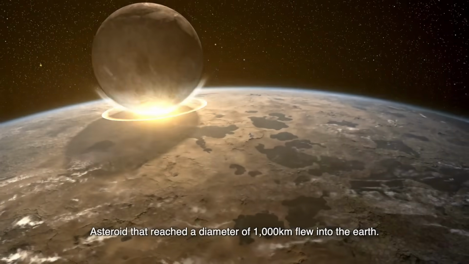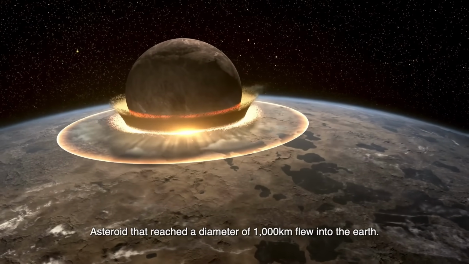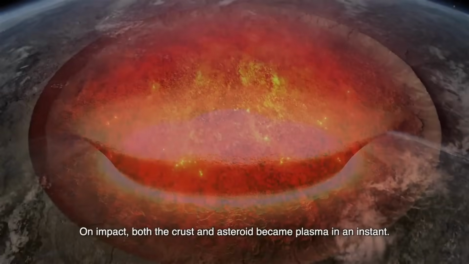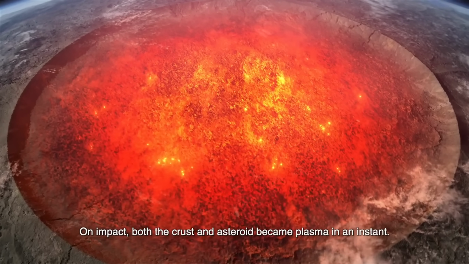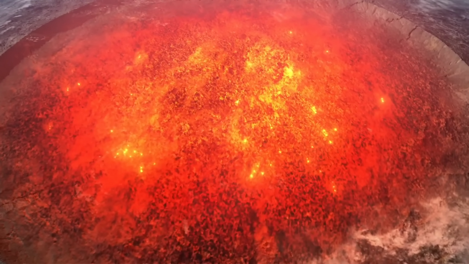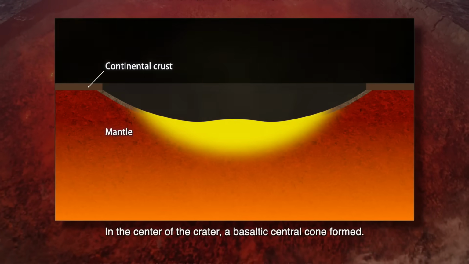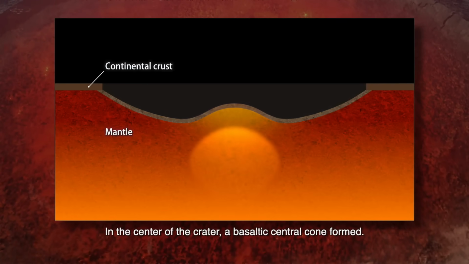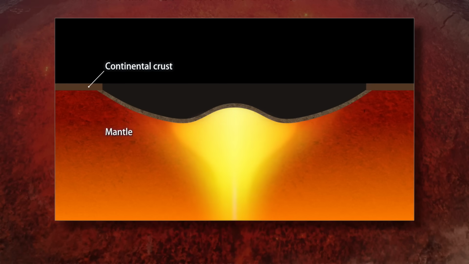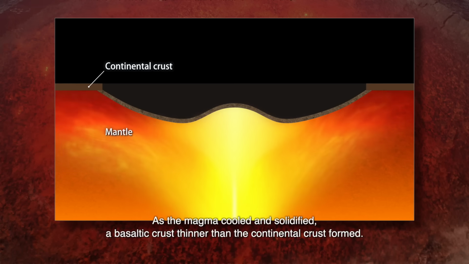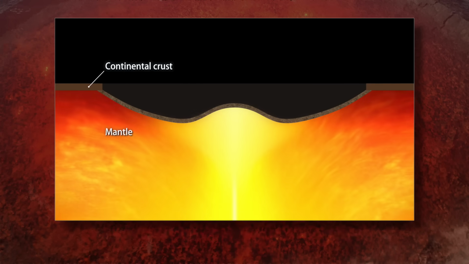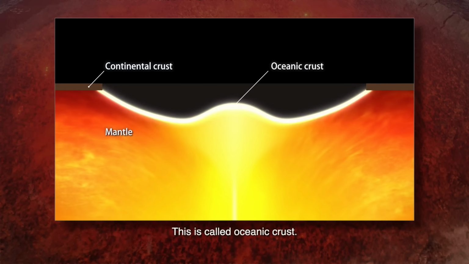Asteroids that reached a diameter of 1,000 kilometers flew into the Earth. On impact, both the crust and asteroids became plasma in an instant. The surface was covered with magma. In the center of the crater, a basaltic central cone formed. This creates an upflow in the mantle. As the magma cooled and solidified, a basaltic crust thinner than the continental crust formed. This is called oceanic crust.